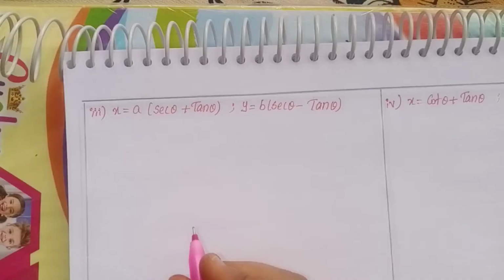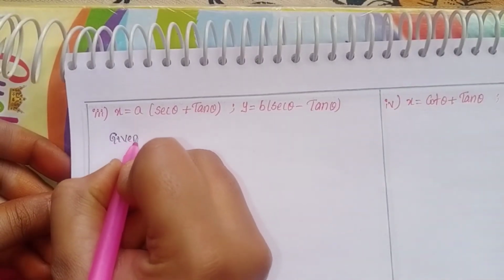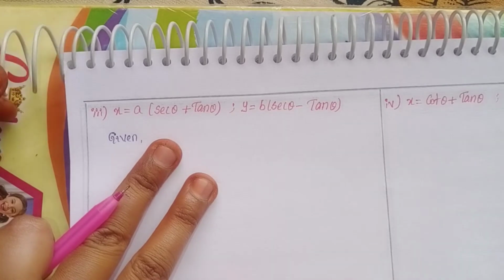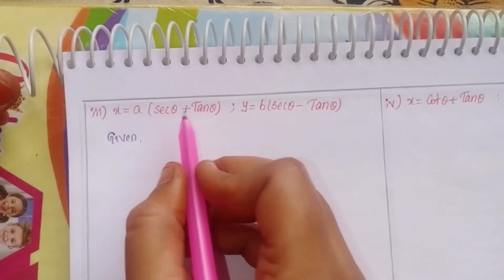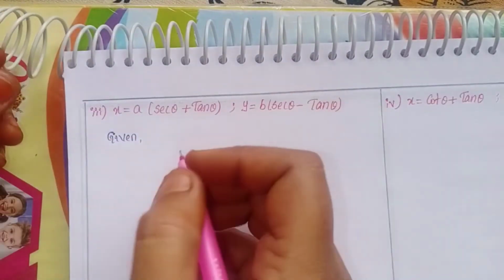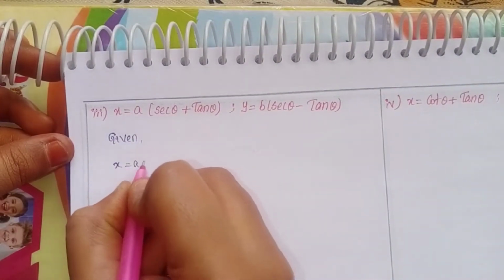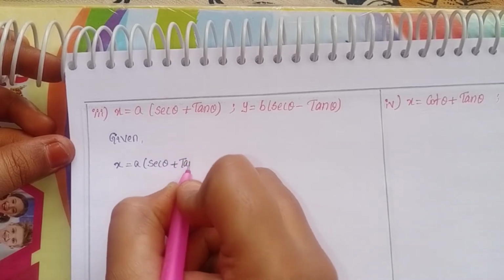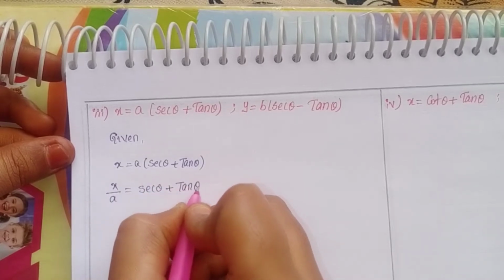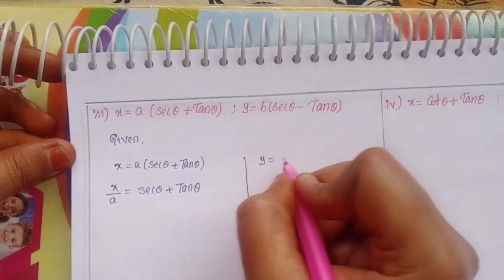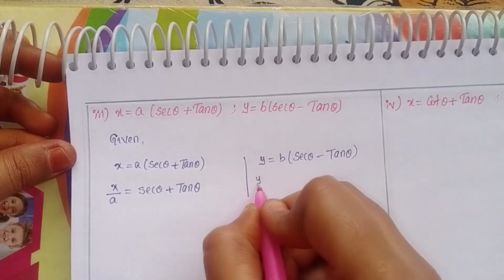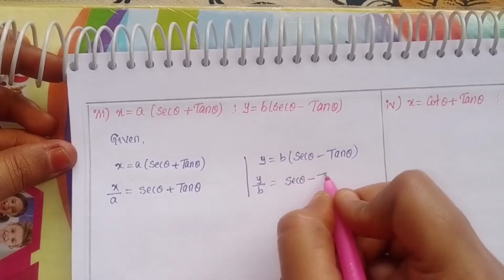Next, the third one. In the last problem, sin and cos were there, so we used the identity sin square theta plus cos square theta equal to 1. But here, secant and tan are there, so we will use another identity. x equal to a into (secant theta plus tan theta), x by a equal to secant theta plus tan theta. Based on the problem, you use many formulas. Y by b equal to secant theta minus tan theta.